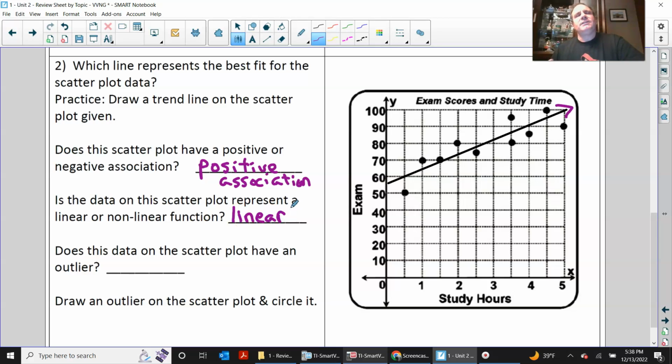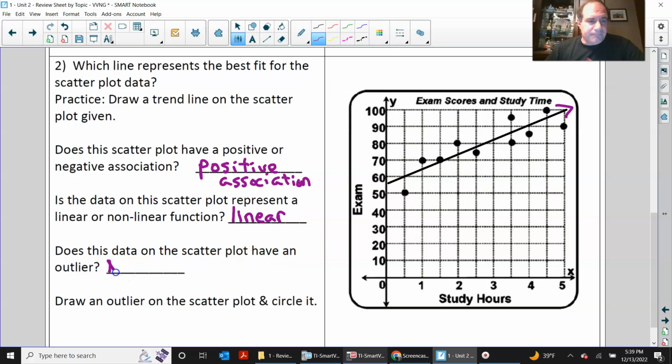The reason why it's linear: if the points curve all at once, that would be nonlinear. If you can't draw a straight line as a trend line, because it curves, you'll see it. It's a nonlinear scatter plot. This is linear. Does the data on the scatter plot have an outlier?